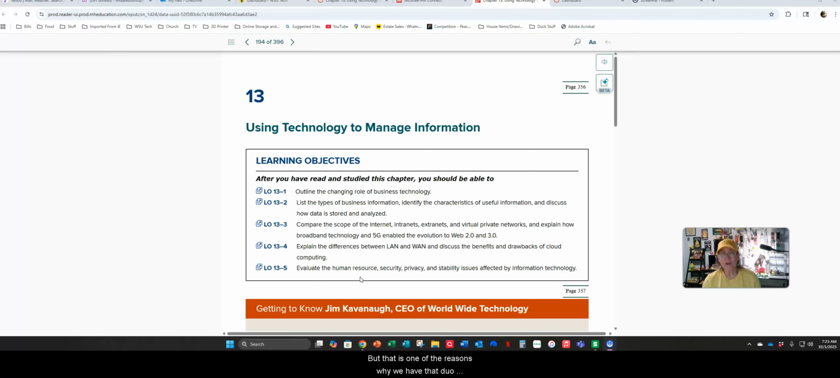But that is one of the reasons why we have that duo authentication process going on that you probably had to deal with. It'll ask you, hey, yeah, it's you put this information in, but we want to make sure it's you. And that's to protect the servers, the network, not the internet, but the network where you work at. But it's also meant to protect you from any malicious software.